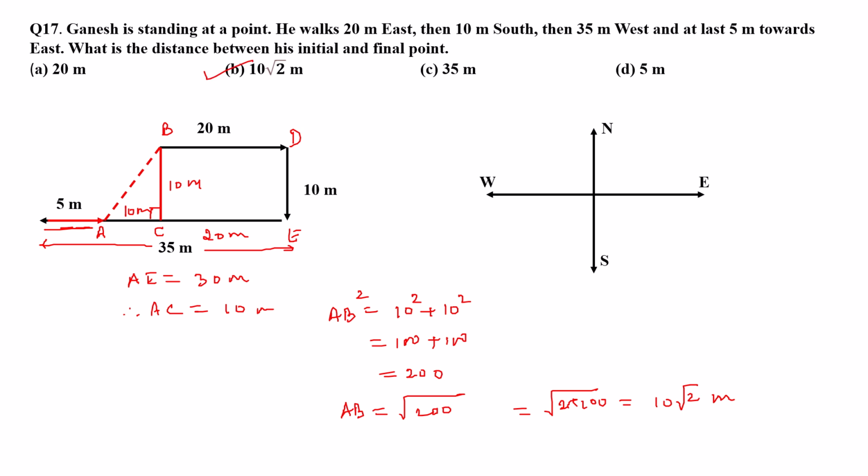Okay, now moving to next question. Now question number 18, find the angle between the hour hand and the minute hand of a clock at 6:10.